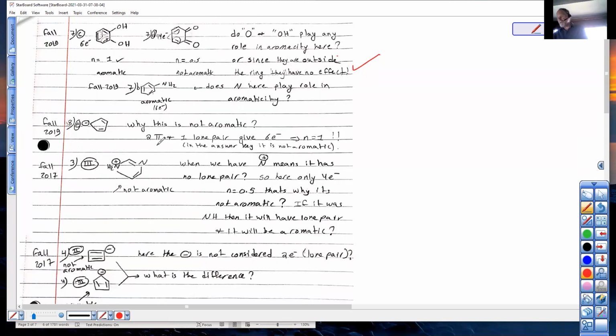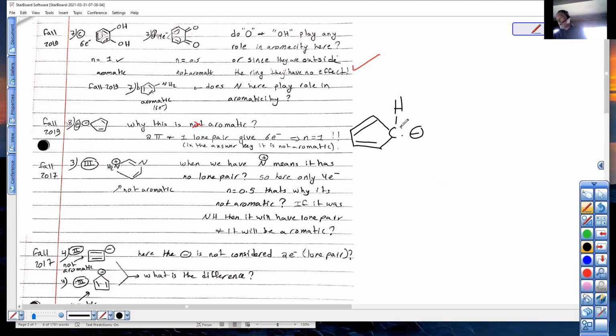All right. Why is this not aromatic? Oh my goodness, it is aromatic. Why is this aromatic? And let's just take a look at it. It's got the right number of pi electrons. And I sure hope something I said on the answer key for fall 19 isn't saying this is not aromatic. I hope maybe it's just an interpretation of what I said.